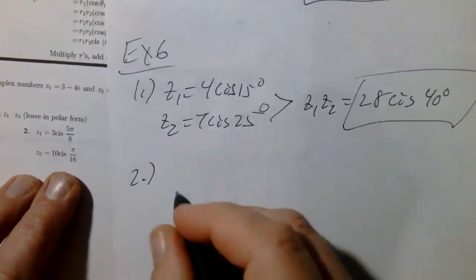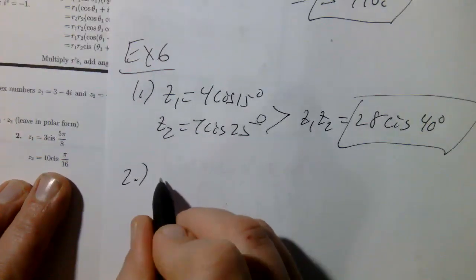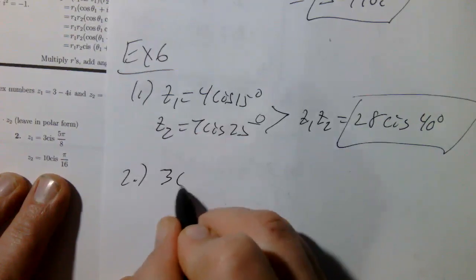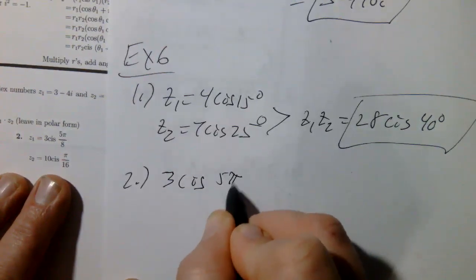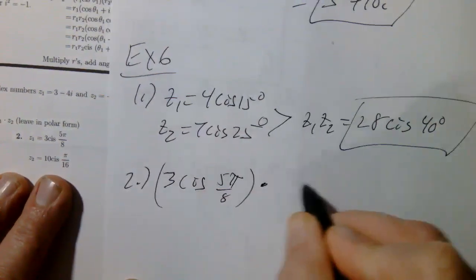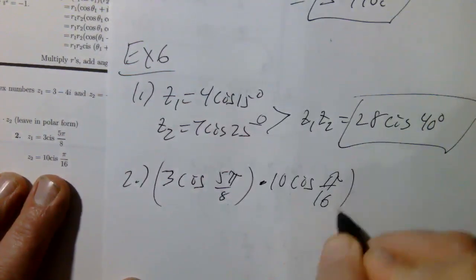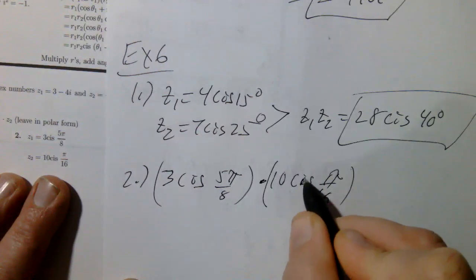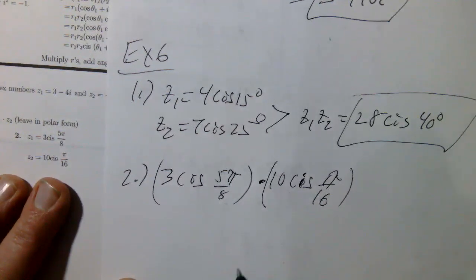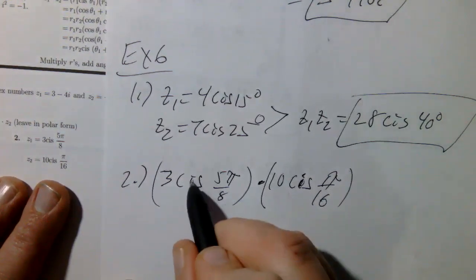Even if you had some crazier ones like this. So let's say you wanted to do these two here, where you wanted to do the 3 cis 5 pi over 8, and you want to multiply that by 10 cis pi over 16. One thing you got to watch out for is, the cis tends to look like cosine by itself, so you got to watch that, because that's a huge difference, right?